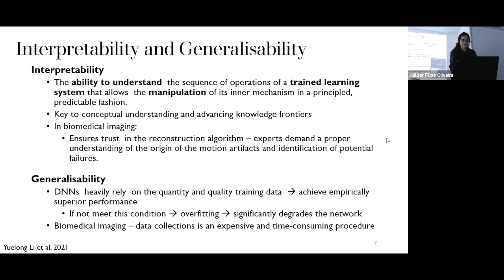And generalizability, I won't give the definition, but in the case of deep neural networks, if the data you use for training is not abundant, then you know that it can overfit the model. But if you have adequate training data, then you can achieve very high performance. And in biomedical imaging, we know that collecting data from patients is very time consuming and costly.